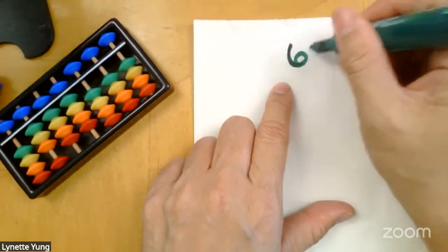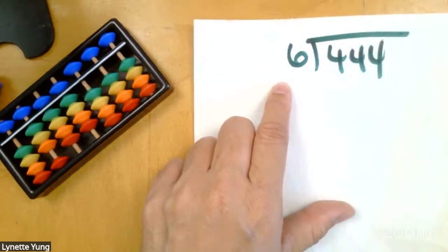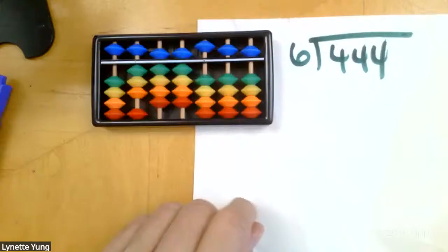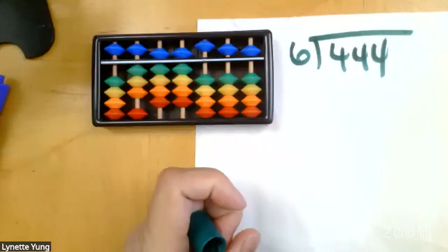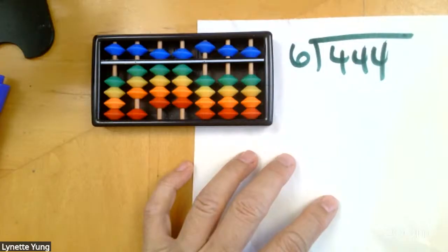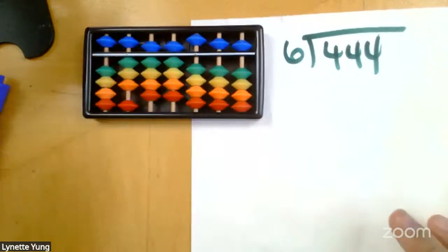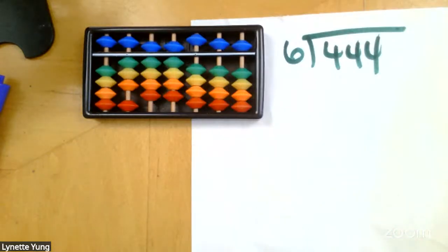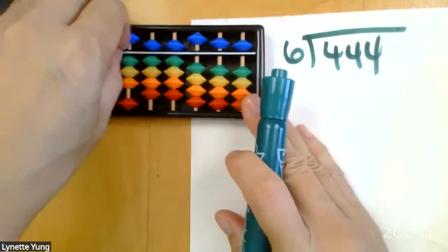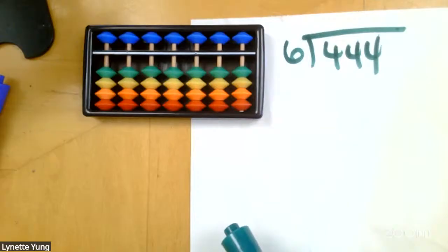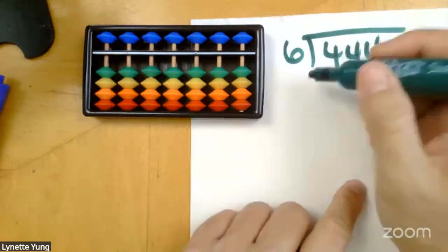So we are going to start off with, this will be easy. This is 6, 4, 4, 4. All right, so what do we do? 444. Right at the gate, we're going to go 6. What times 6 is going to give us 4? We know it's going to be nothing. So the next thing we have to decide is what times 6 is going to get us 44 or less. And that will be 6 times 7, which will give us 42.